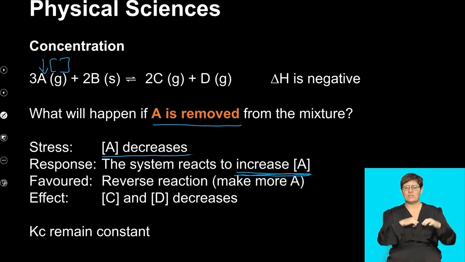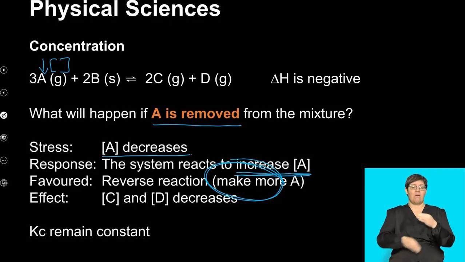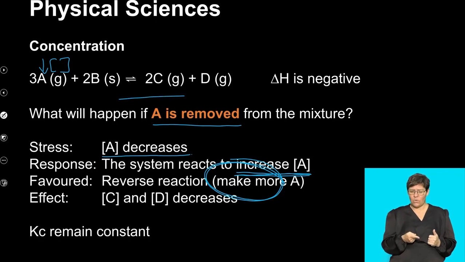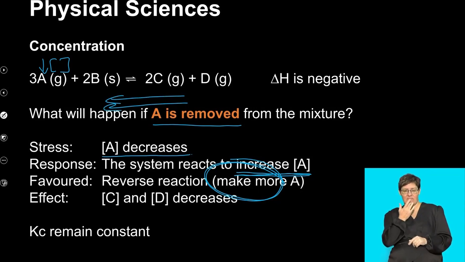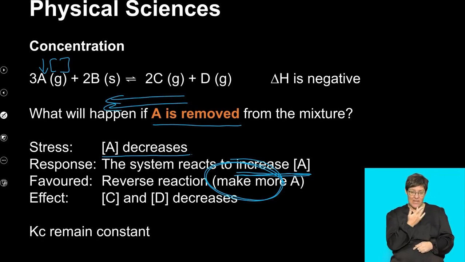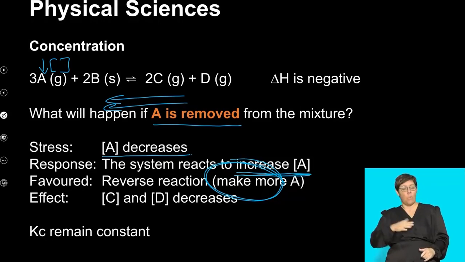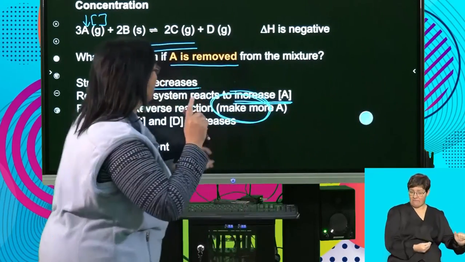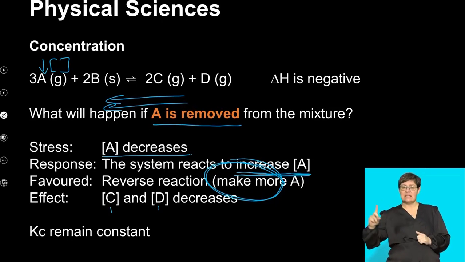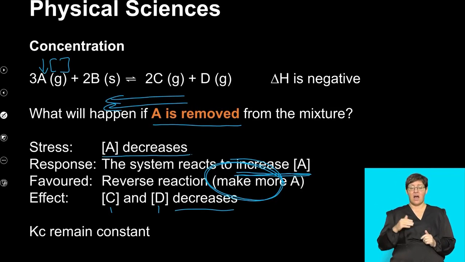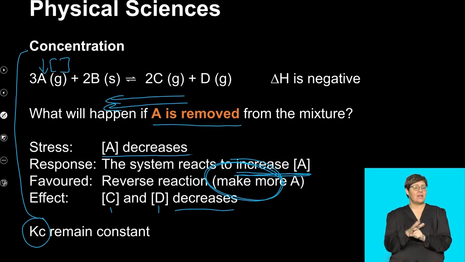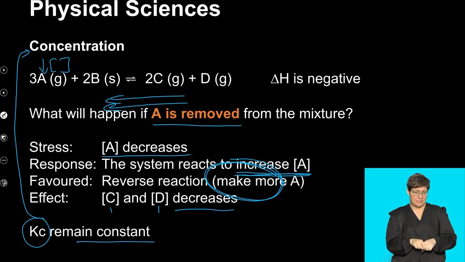So how will the system get more of the substance? It means that the system will have to make more of A. How will we make more of A? We need to favor the reverse reaction. Because if we favor the reverse reaction, we will use C and D to make more A. And we need to remember we've used C and D, so the concentration of C and D will decrease after equilibrium is reinstated. That's the effect after the equilibrium. What will happen to Kc? Kc is only affected by temperature, so Kc will remain constant.